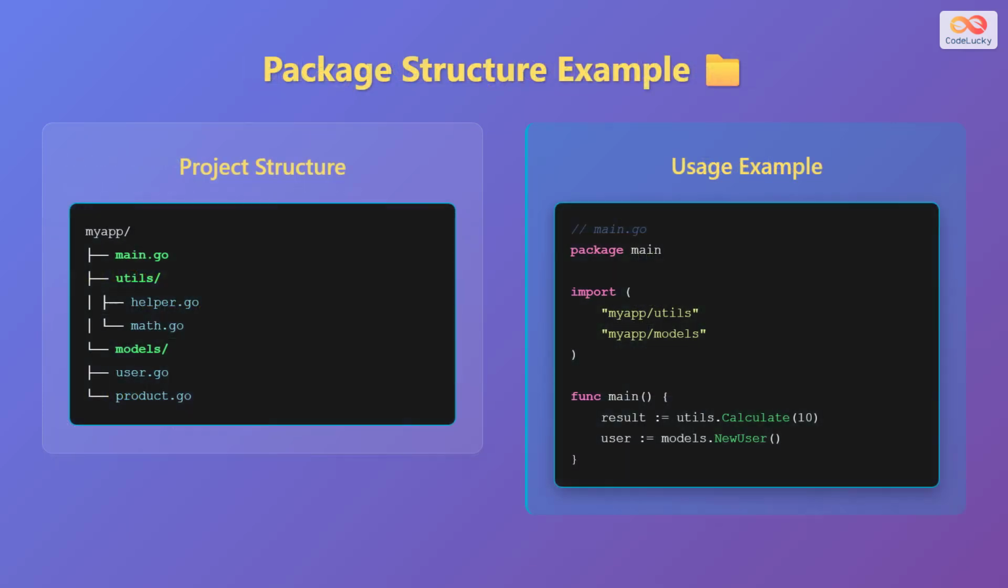Here's an example of a typical Go project structure. We have a main application directory, myapp, which contains the main.go file. Inside myapp, there are two subdirectories, utils and models. The utils directory might contain files like helper.go and math.go, while the models directory might contain user.go and product.go. In main.go, you would import and use these packages like this: import myapp/utils and import myapp/models. Then, you can call functions like utils.Calculate or models.NewUser.